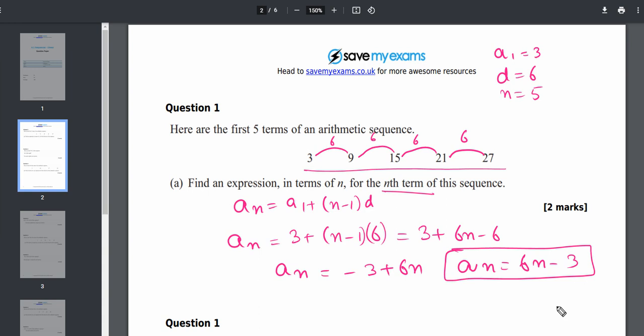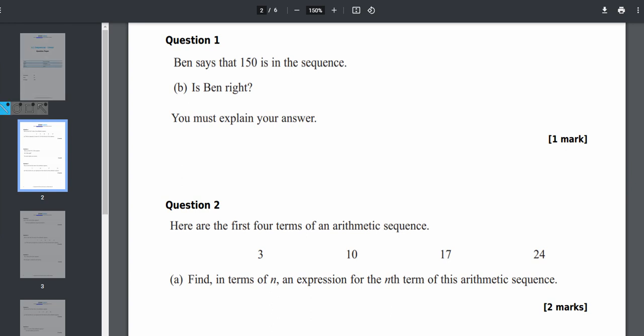So this is it for question number 1, part A. Now let's move on to part B. Alright, so part B says Ben says that 150 is in the sequence. Is Ben right or not? And we have to explain the answer.